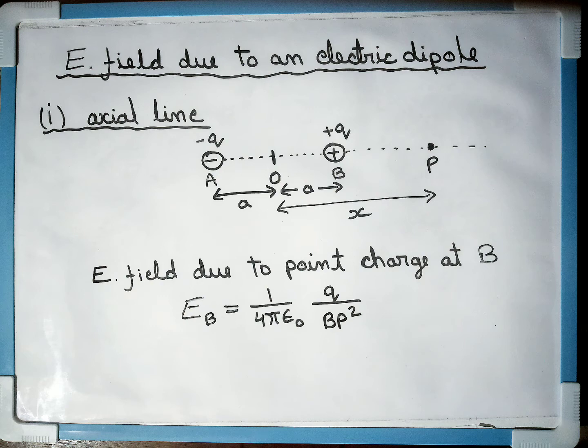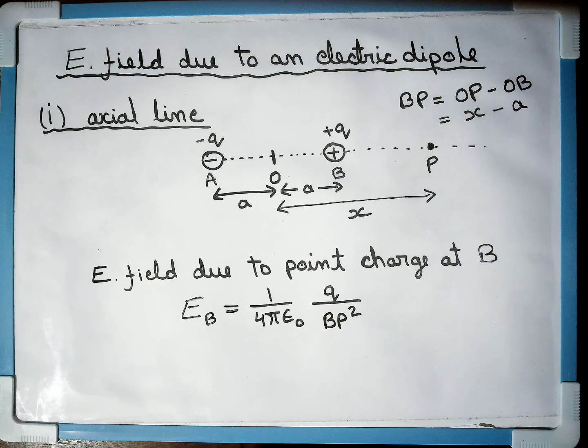Now this BP, if you look at the diagram, is equal to OP minus OB, and OP is equal to x and OB is equal to a. So your BP will be equal to x minus a.